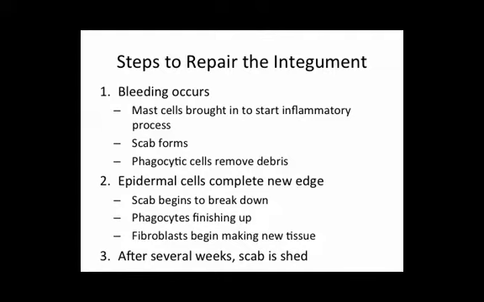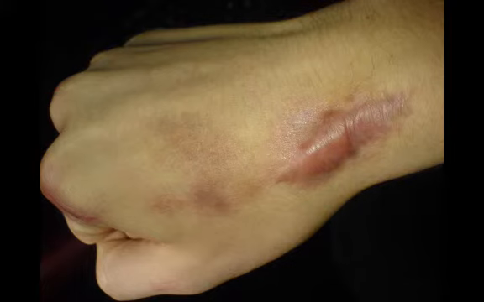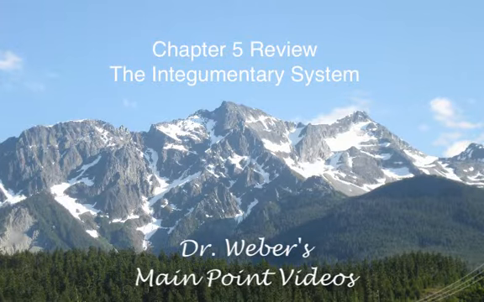After several weeks, the scab is shed and the epidermis is complete. A shallow depression remains until fibroblasts create enough scar tissue to elevate the epidermis. A raised keloid may form that gradually disappears over years. This ends the Chapter 5 review.